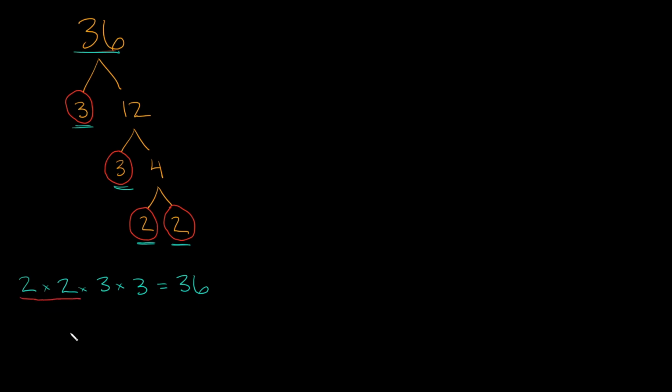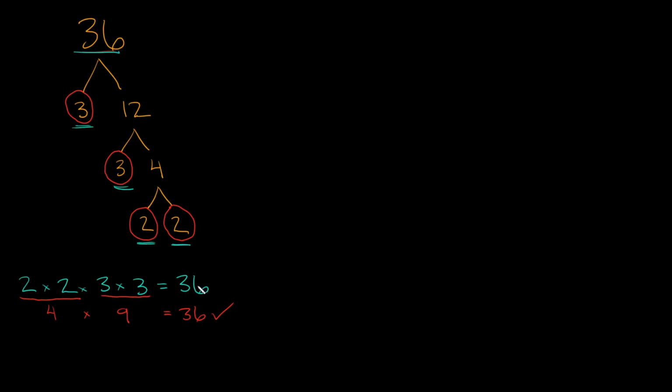What's 2 times 2? That's 4, right? And then we're going to multiply that by 3 times 3. What's 3 times 3? 9. 4 times 9 is equal to 36, right? So that checks out. So this answer right here, 2 times 2 times 3 times 3 is equal to 36, is our answer.